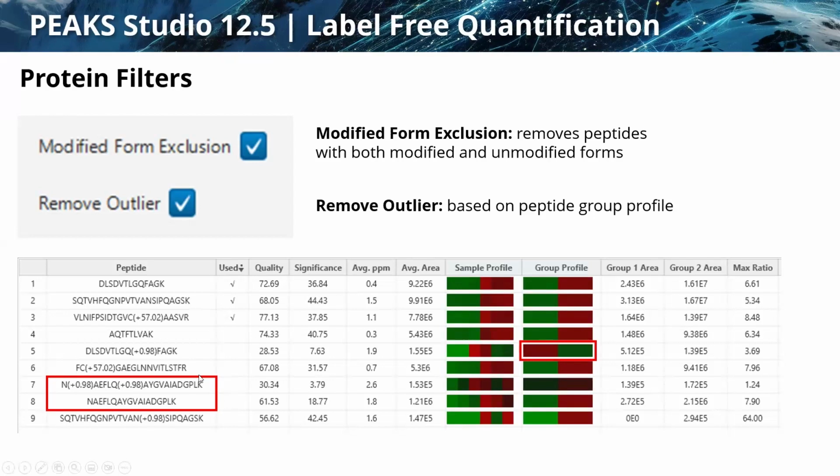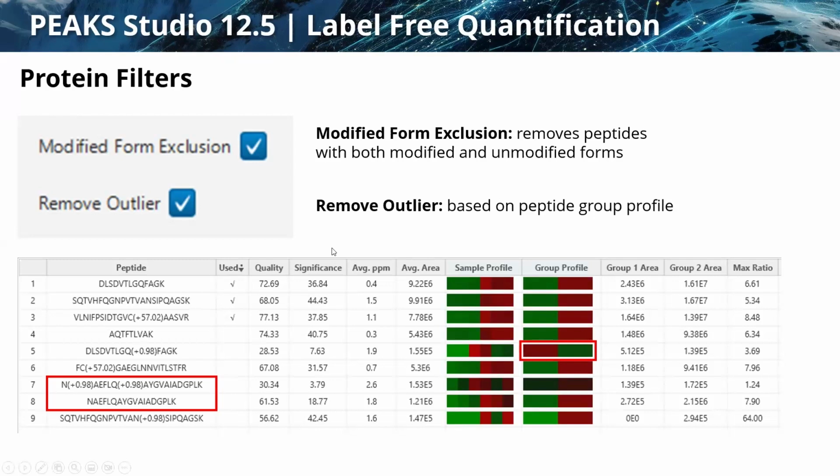If there's a modified form and only a modified form, it will still be included in the result if it's the highest average area. And you can also choose to remove outliers. It's based on the peptide group profile. So if you have some extremities in the group profile, or some, like this one for example, that go opposite of what the rest of the samples are doing, then PEAKS will remove that as an outlier.